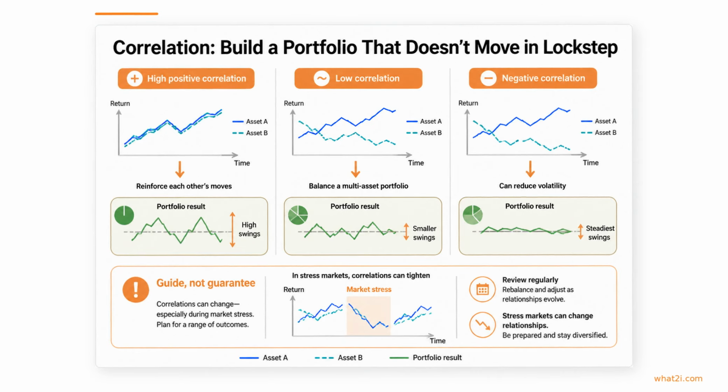At the same time, correlation must be used with judgment because market relationships shift, especially under stress. Regular review matters, and so does understanding what each asset actually does in the portfolio. Used well, correlation improves diversification. Used blindly, it can create false confidence.